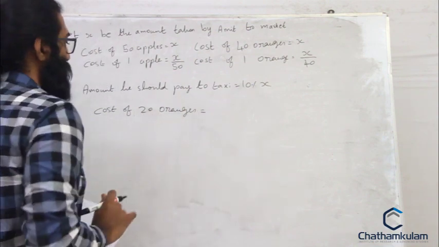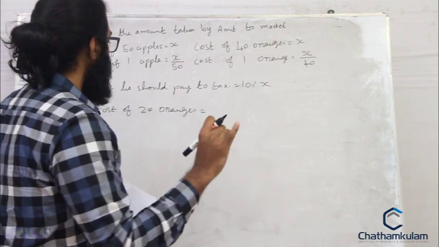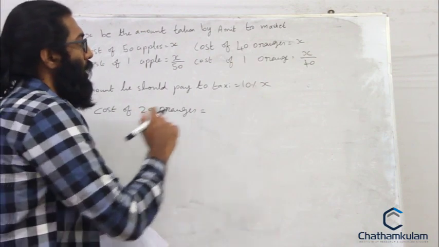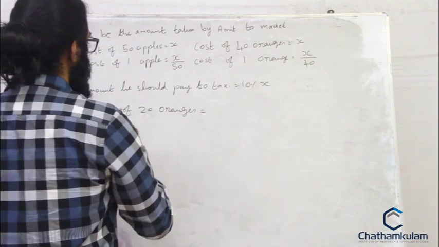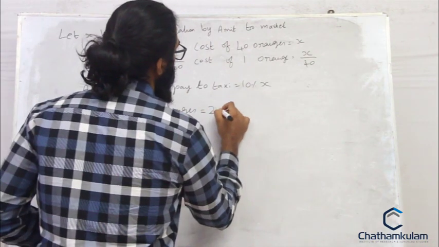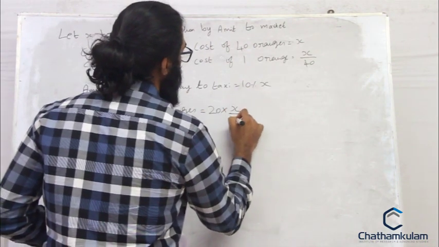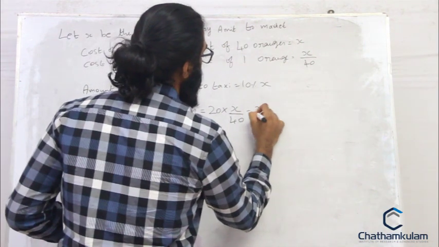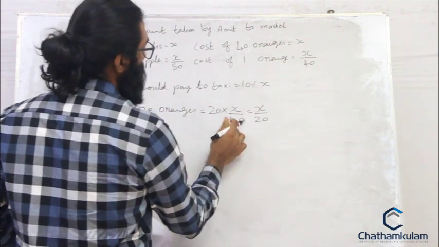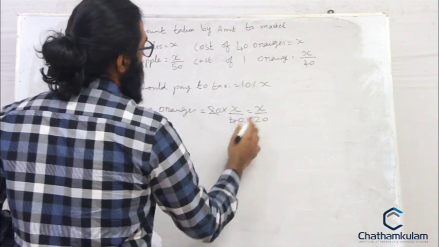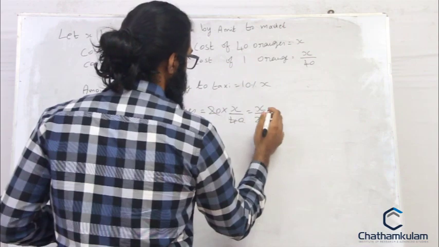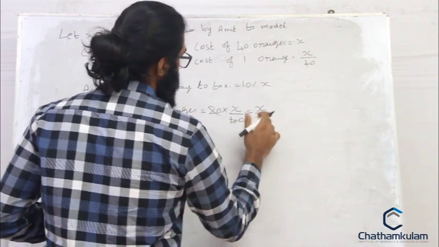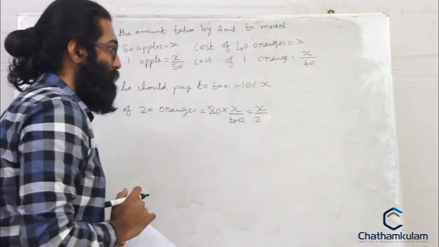So how do we calculate the cost of 20 oranges? Cost of 1 orange into 20, right? What is the cost of 1 orange? Cost of 1 orange is X by 40. So cost of 20 oranges will be equal to 20 into X by 40, which we get as X by 20, right? We cancel both and get it as, not 20, X by 2. Okay, so we get X by 2 here.